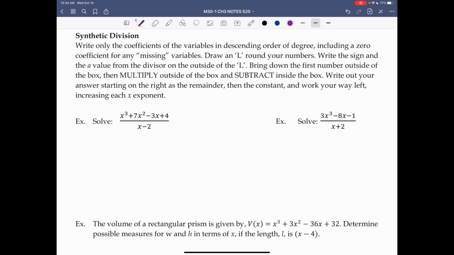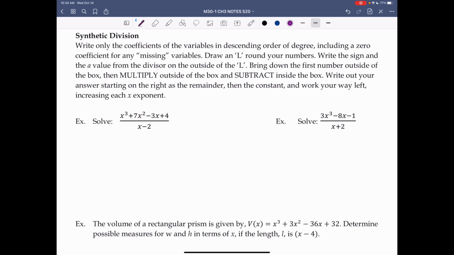And then we write out our answer starting on the right side as a remainder. Next term would be a constant, and working our way left, increasing each x exponent. Let's give it a try. Solve x to the power of 3 plus 7x squared minus 3x plus 4 divided by x minus 2.